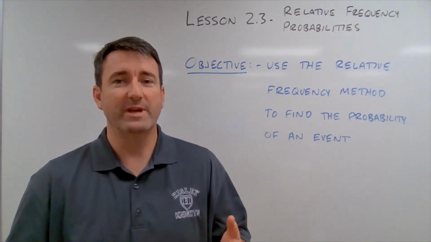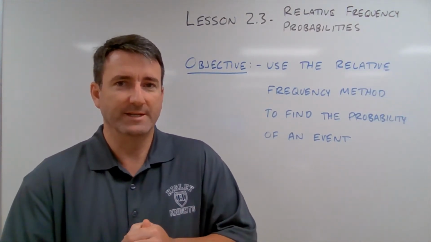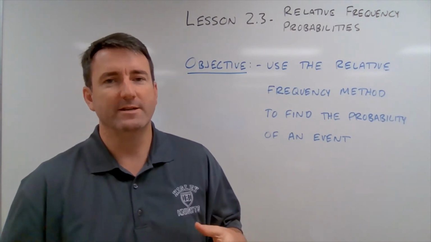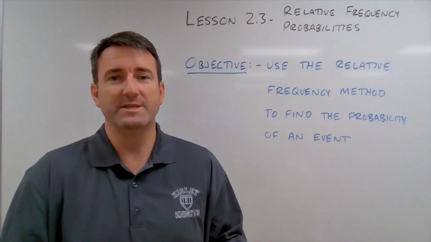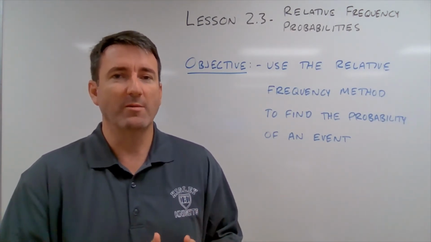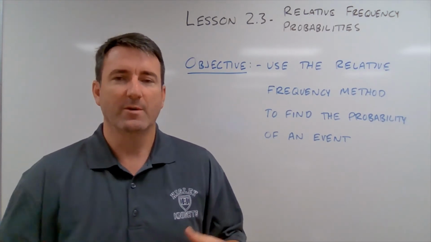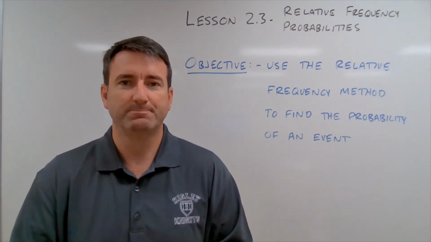Lesson 2.3, Relative Frequency Probabilities. Our objective for this lesson is to be able to use the relative frequency method to find the probability of an event. We're going to start by defining some terms.